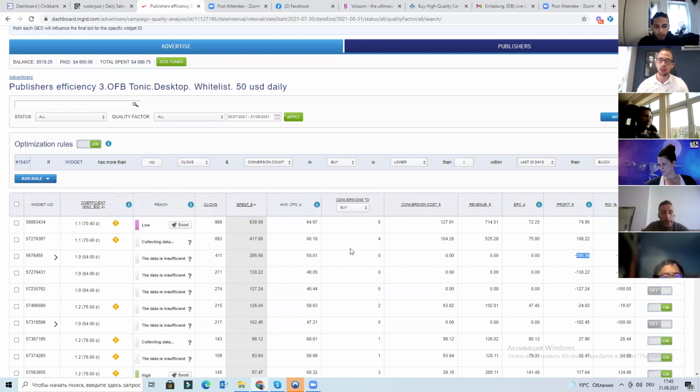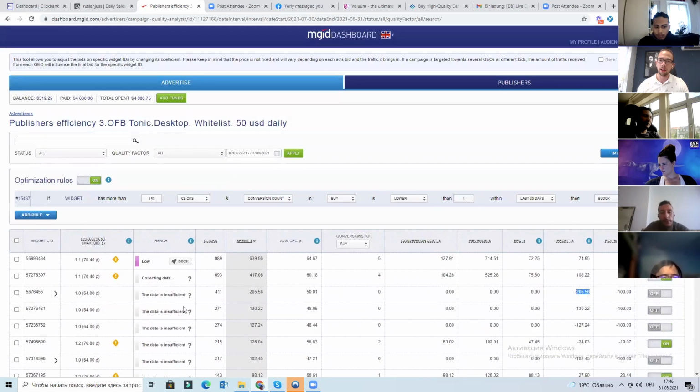Yeah, so always if I got one sale, I automatically make it 1.1. Why? Because I want to drive a little bit more traffic in these kinds of widgets where I get the sales. Why? Because I want more sales. Okay.